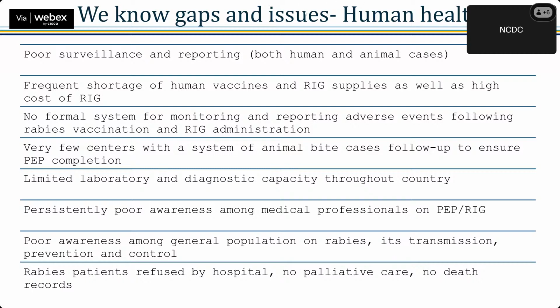General population as well as updated information in the medical professionals, and there is an unavailability of rabies beds for the rabies patients. So this is a few of the gaps we identified. These are the major gaps which we identified while developing the National Action Plan for Rabies Elimination, human health component. And based on that, the National Rabies Control Program strategies have been identified.